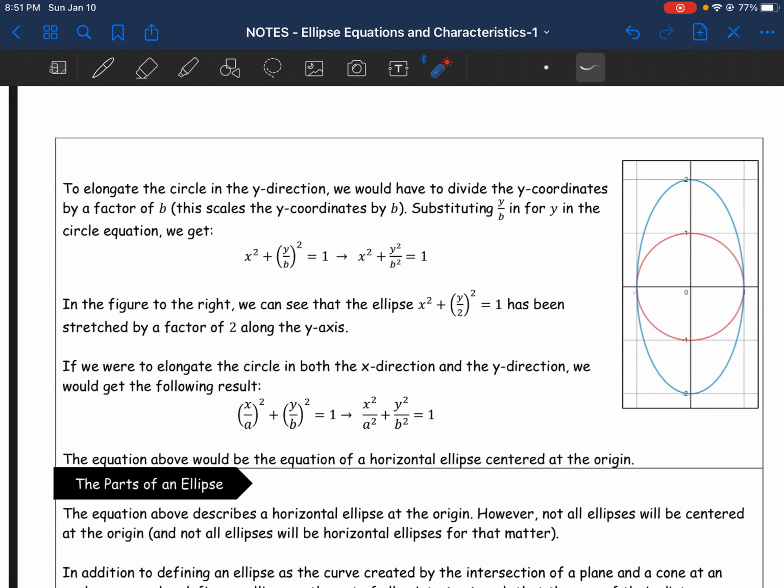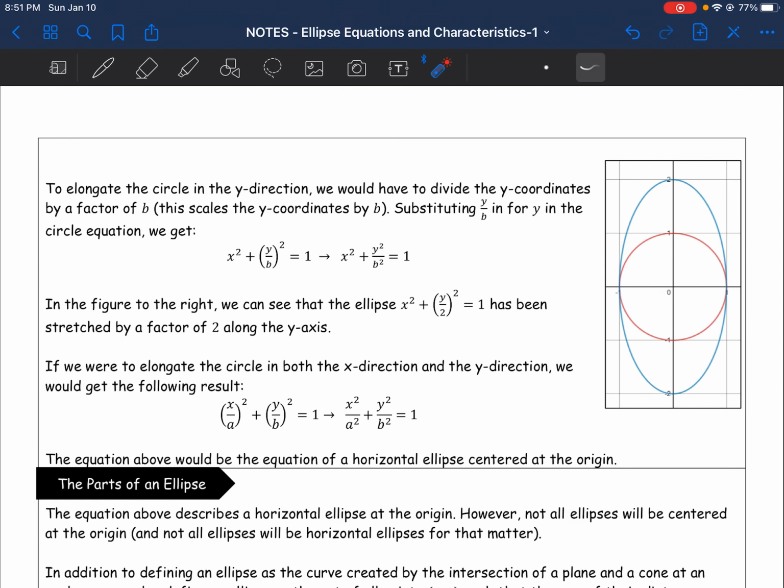Let's now do the same thing with the y coordinates. So in order to elongate the circle in the y direction, we have to do the same thing, but with the y coordinates. We're going to scale it by some kind of factor. We already used a, so this time I'm going to use b. So essentially what we're going to do is take our circle equation, x squared plus y squared equals 1. That's the circle centered at the origin with a radius of 1. And we're going to replace the y coordinate with y over b. So that's what happened right here. y got replaced with y over b. And after, again, distributing the power of 2 to the numerator and the denominator, we get x squared plus y squared over b squared equals 1.